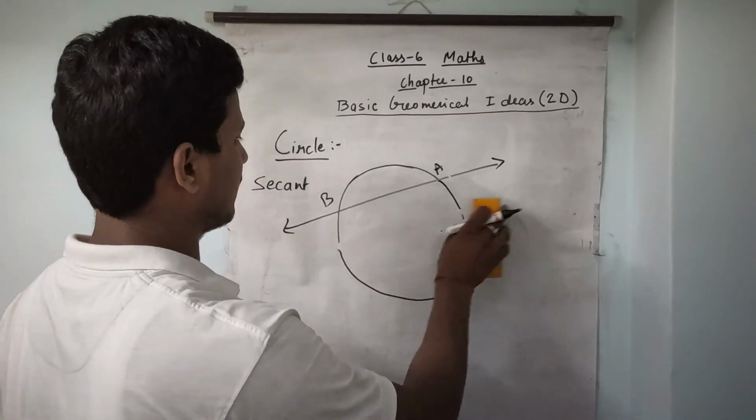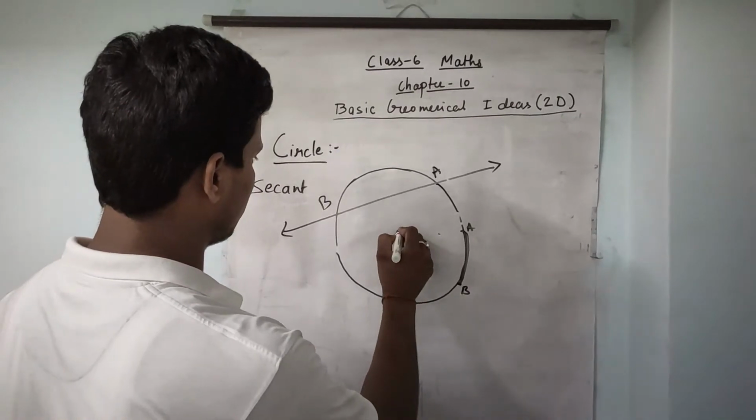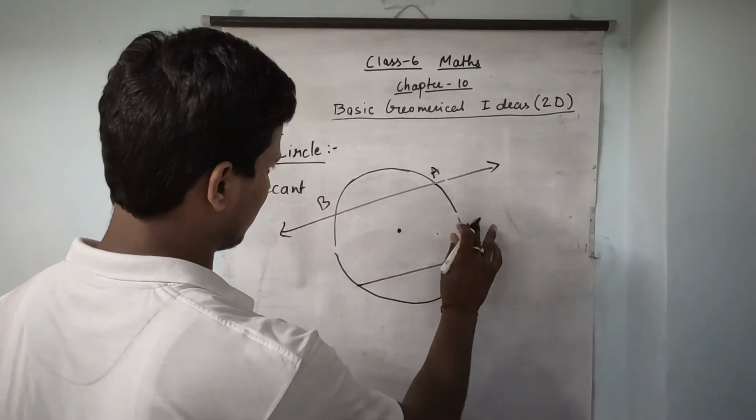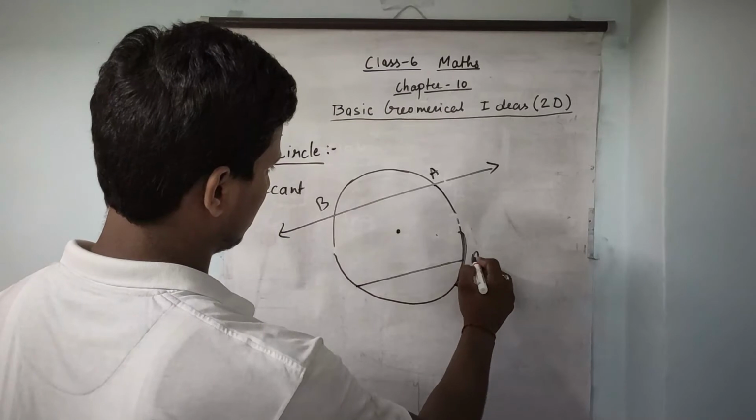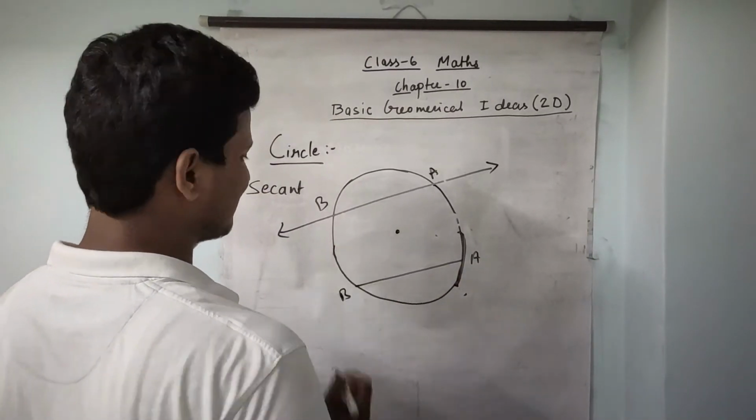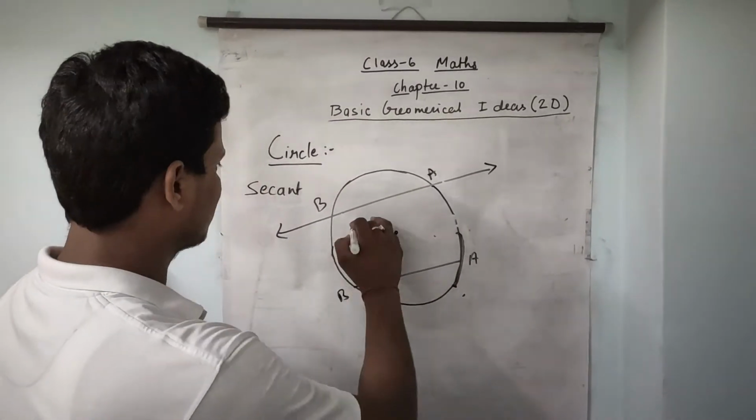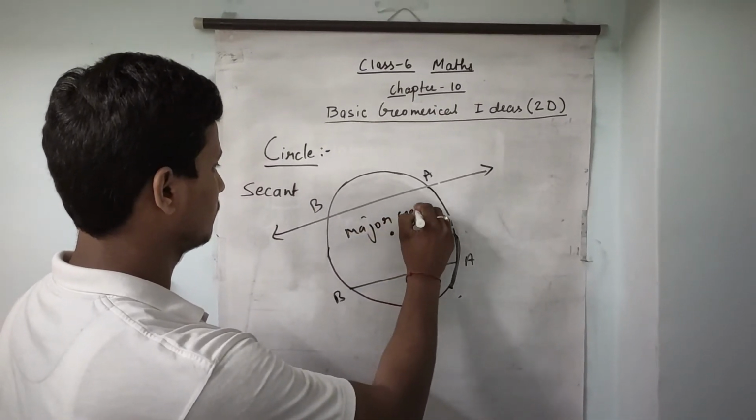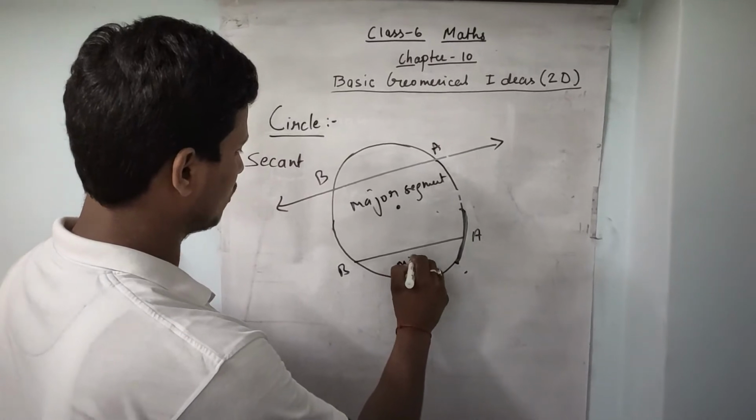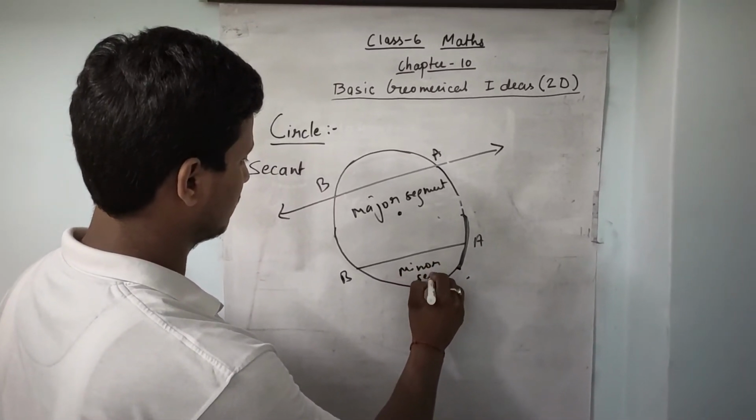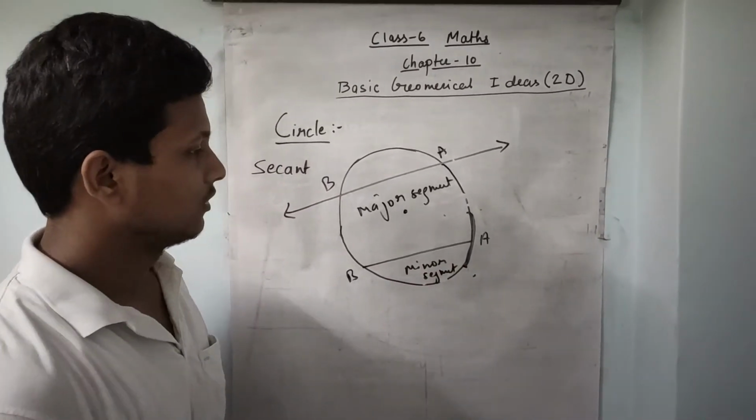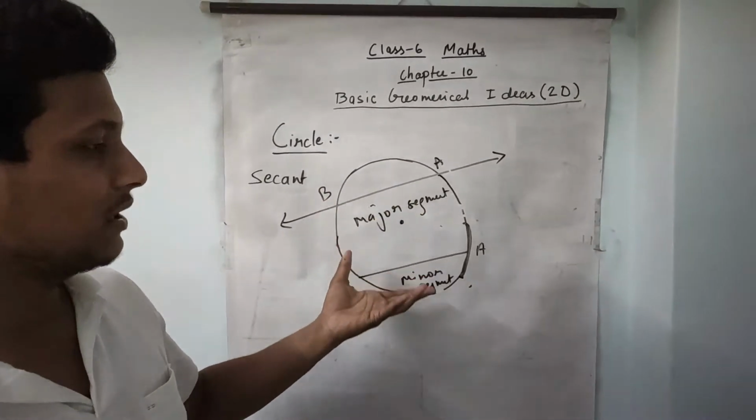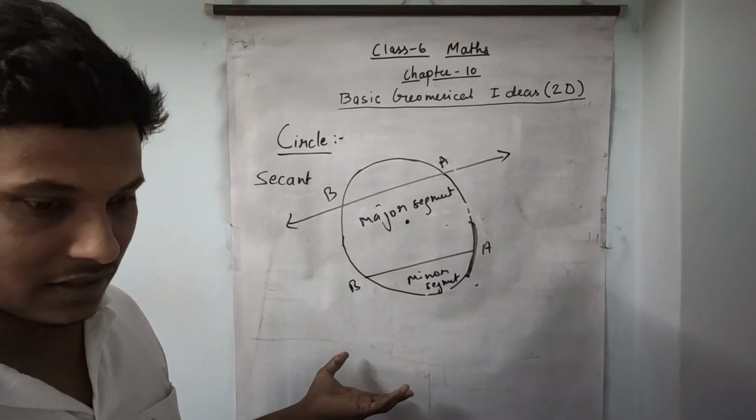this is the longest chord, but any chord also divides the circle into 2 parts. Like we have made this chord AB, it also divides the circle into 2 parts. The bigger part is called the major segment, and the smaller part is called the minor segment.